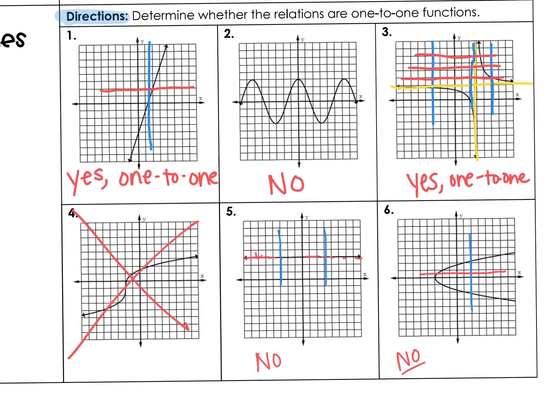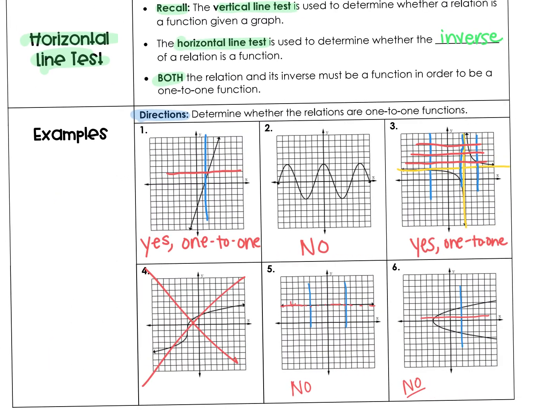So, in recap, we can determine if a relation represents a one-to-one function if it passes the vertical line test and the horizontal line test. The vertical line test tells us if the relation is a function. The horizontal line test tells us if the inverse is a function. And if they are both functions, then it's one-to-one.